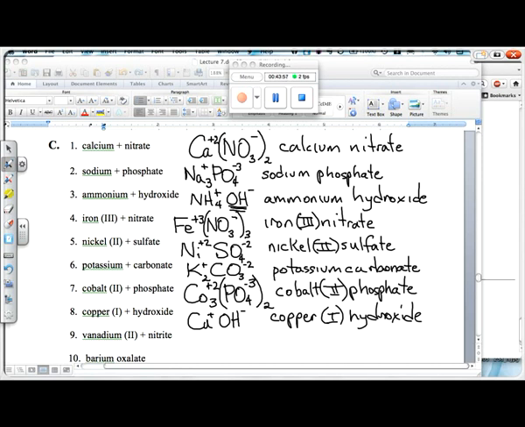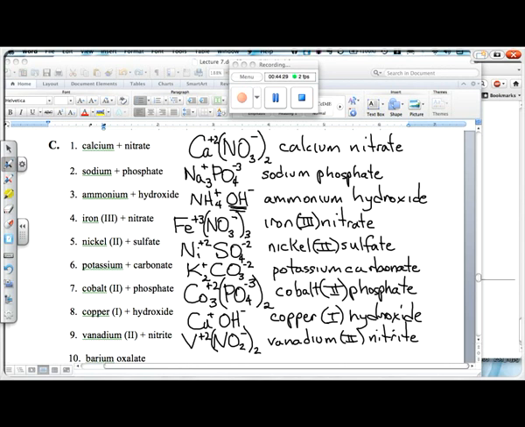Okay. Vanadium with a +2. Nitrite. There's 1 less oxygen than nitrate, but still has a -1 charge like nitrate. So I have a +2, -1. I need 2 of those -1s to cancel out that +2. Vanadium 2 nitrite.